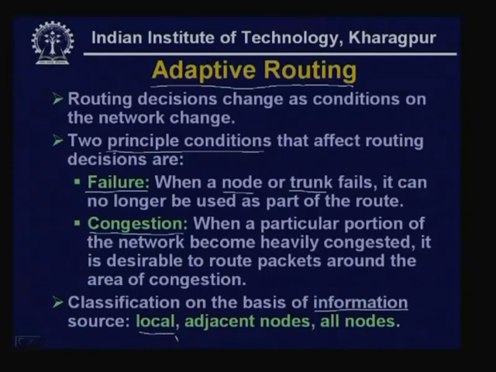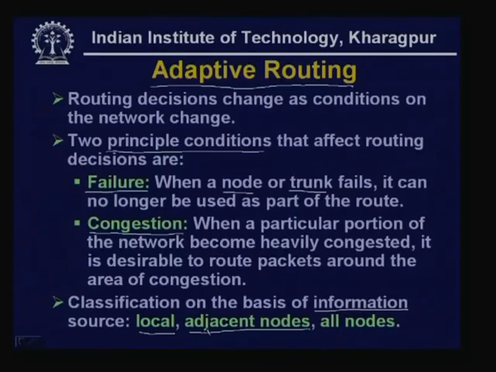Information source can be purely local. So, in such a case, what is being done? Information is gathered from that node itself. That means it may be the queue length on different links of a particular node. So, in that case, it is purely local. That means how many packets have been accumulated in each of these links. So, this is purely local information that can be used for routing. Another possibility is that we can use adjacent nodes. That means each node can gather information from its neighbors to which a particular node is directly connected. So, that can be used for routing.